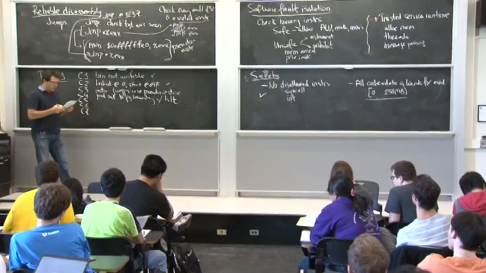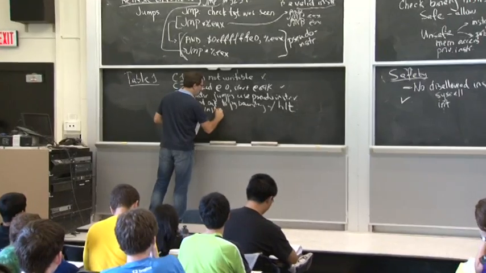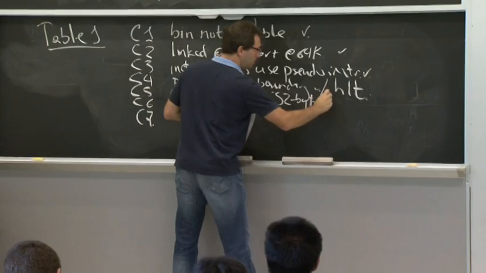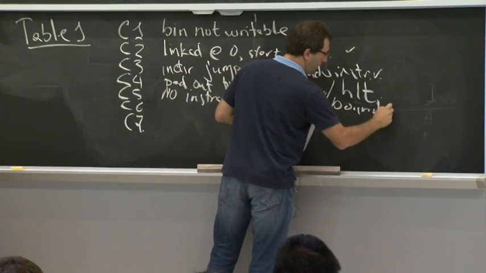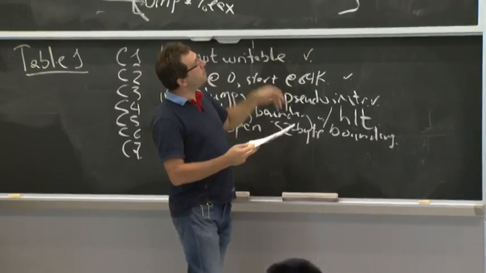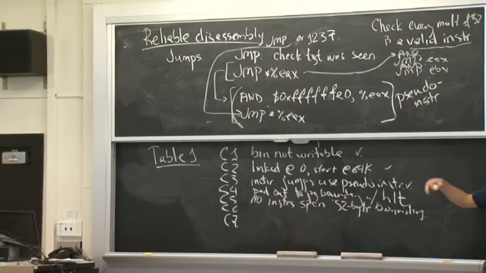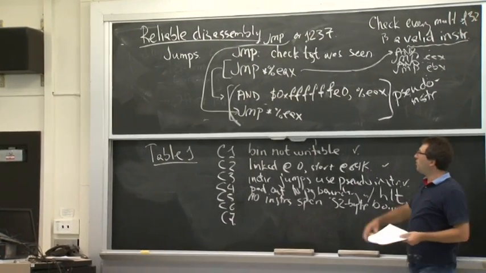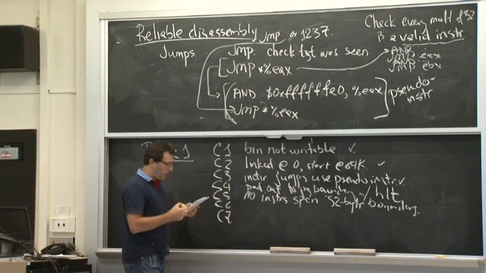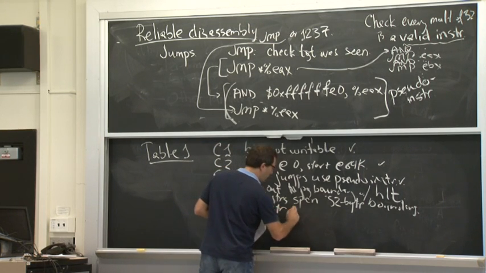All right. So then the C5 is basically no instructions that span the 32-byte boundary. So this is sort of a variant of this rule that we talked about before, where every multiple of 32 must be a valid instruction that we saw during disassembly. So otherwise, we'll jump into the middle of an instruction and have the problem with that syscall that might be hidden there.